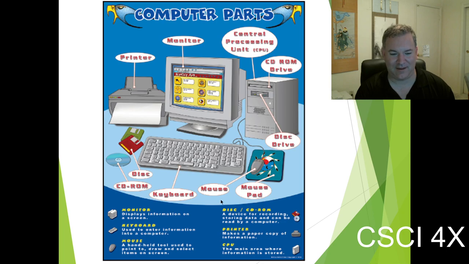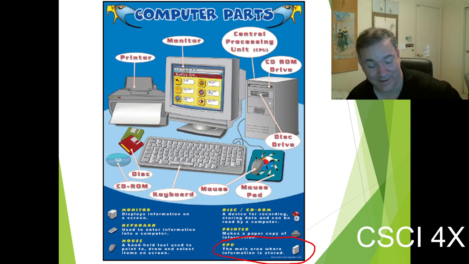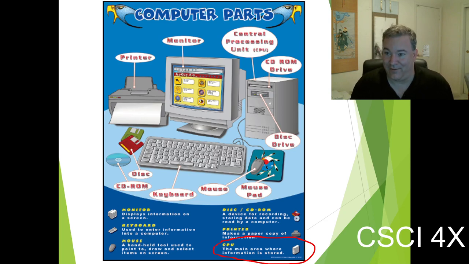And if you look at the description down here, you can see that a monitor displays information. A mouse is a handheld tool to point to, draw, and select items on the screen. The CPU is the main area where information is stored. And in case you're missing the joke, that's not what a CPU is. The CPU is not the main area for information storage, right? The CPU is the brain of the computer. Okay.